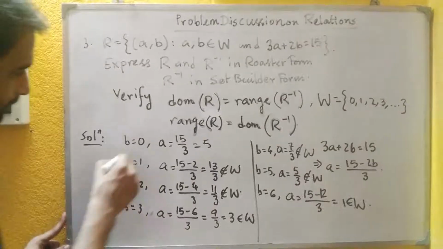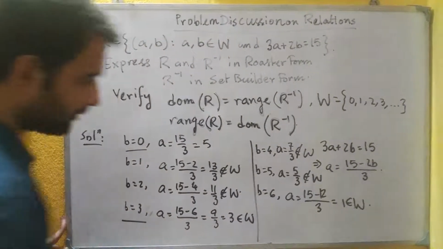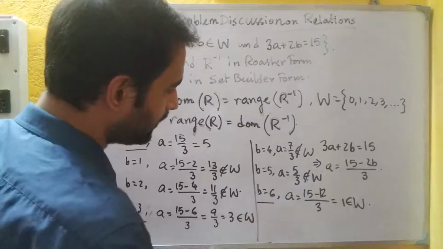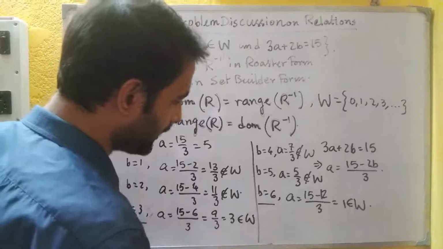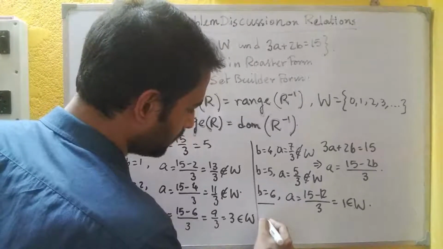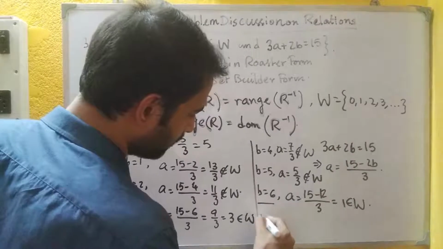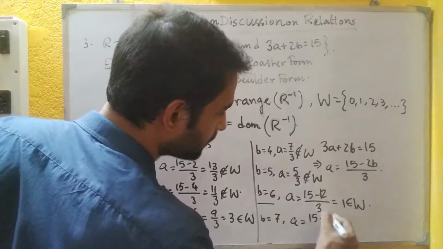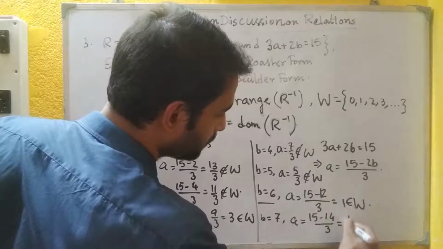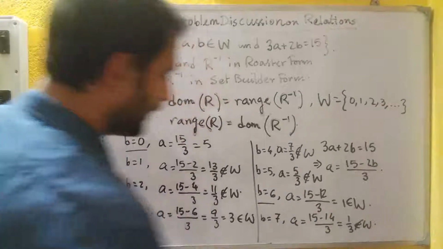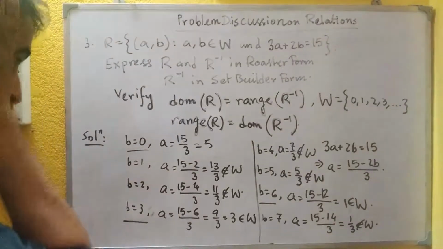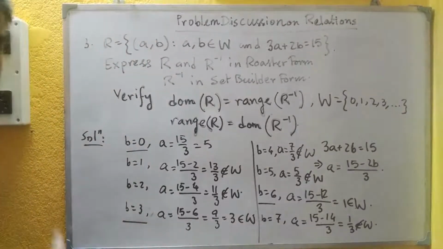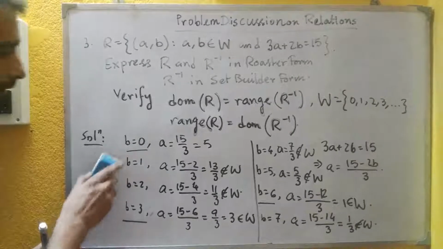So see, there is a pattern. For 0 it is there, for 3 it is there, for 6 it is there. That means for every multiple of 3, it will be related to some element. Now see, for b equals 7, we will get a equals (15 minus 14) by 3, that means 1 by 3, not in the set. And for higher values of b, more than 7, we start getting negative values.